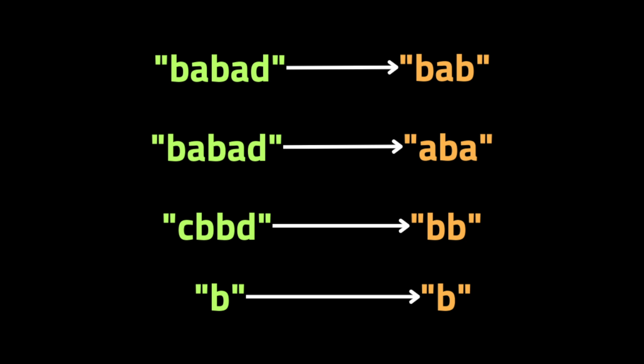For example, if we have this input string, the longest palindromic substring is BAB or ABA. The two are valid answers. And if we have this input string, the longest palindromic substring will be the two B's. And also if we have only one character, for example B, it is also considered a palindromic substring.